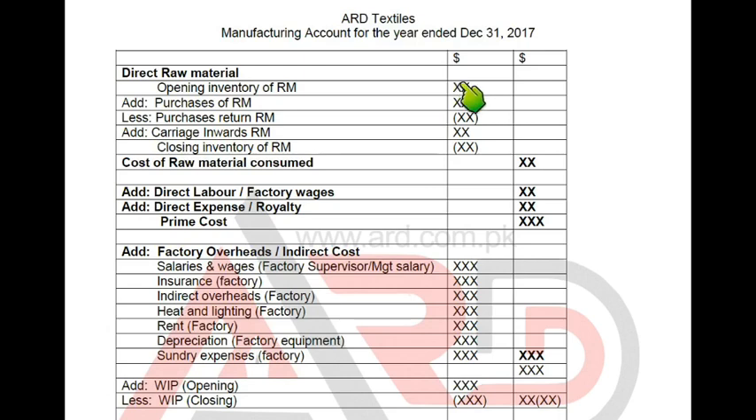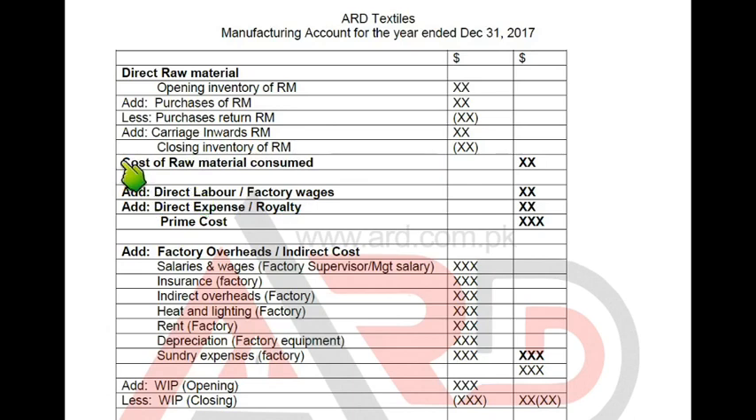If we add purchase of raw material, this means we have purchased a whole new lot of raw material, then we have returned some of the material that is faulty, then we have incurred some sort of carriage cost which will increase the price of our material. Then this inventory is unused, so we will be deducting it because we will be using it in the next financial year.